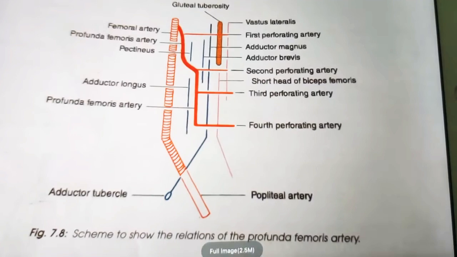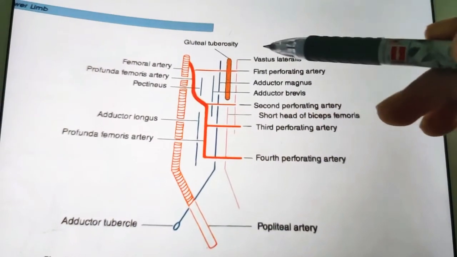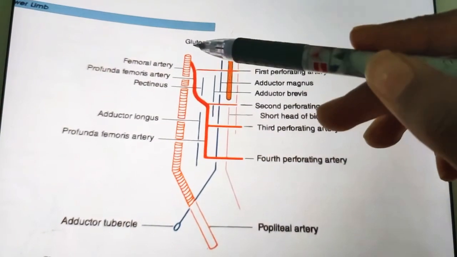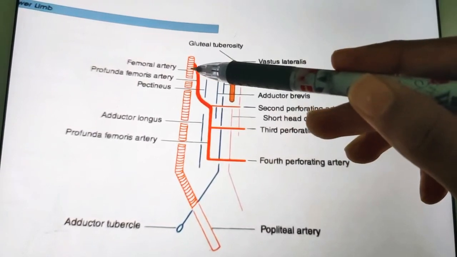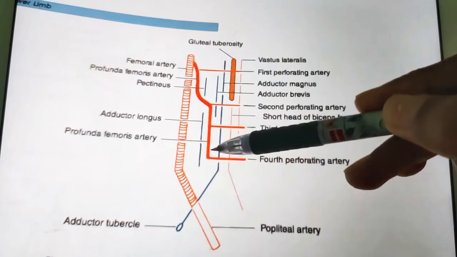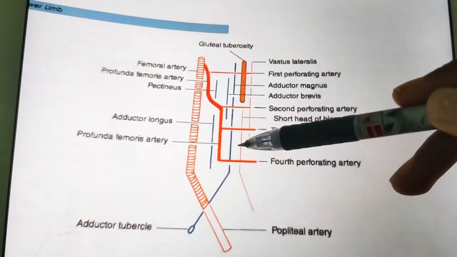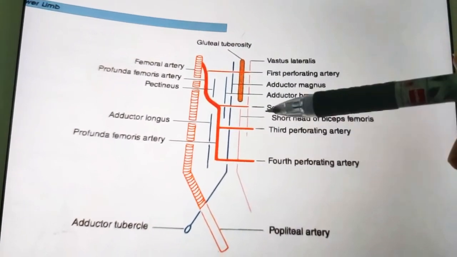Now we are going to discuss the arteries of the back of the thigh. The main artery of the back of the thigh is the perforating artery. You can see the profunda femoris artery, which is coming from the main femoral artery. This is the main artery of your back of thigh, which in turn gives four perforating arteries.